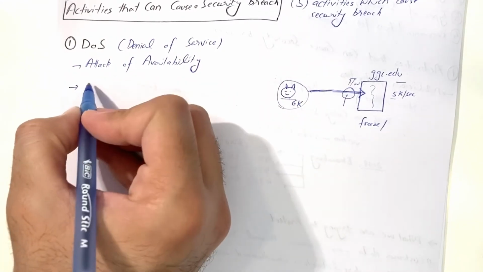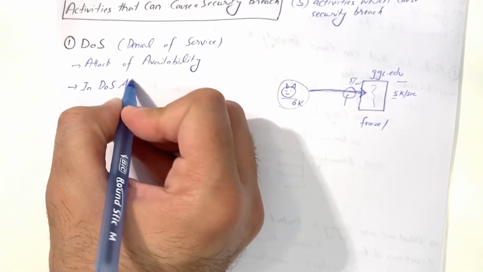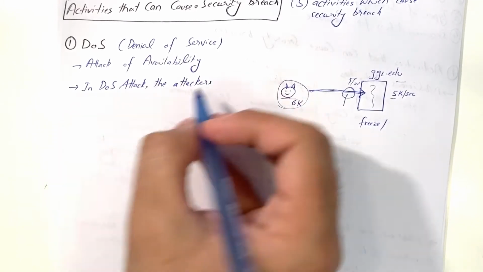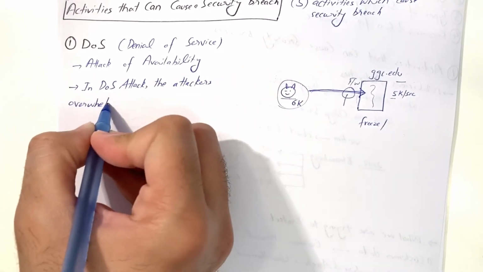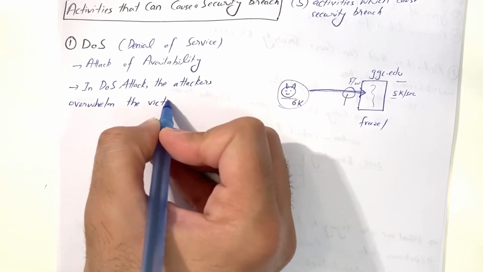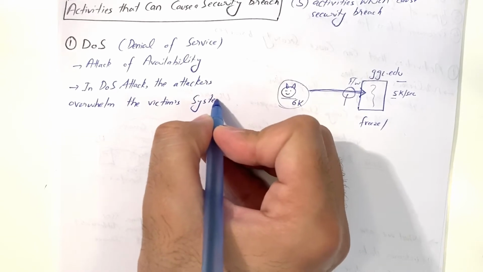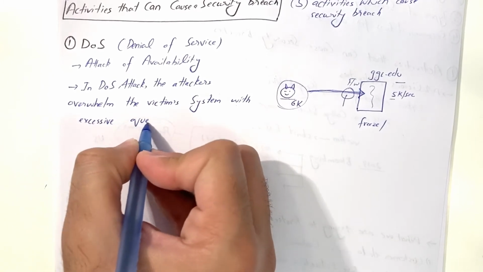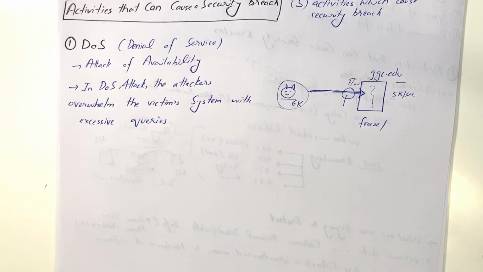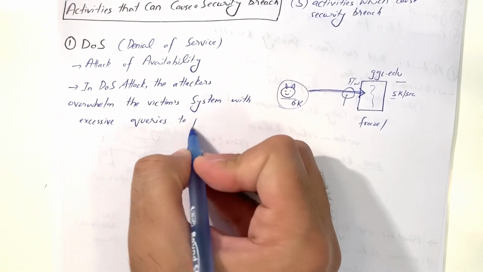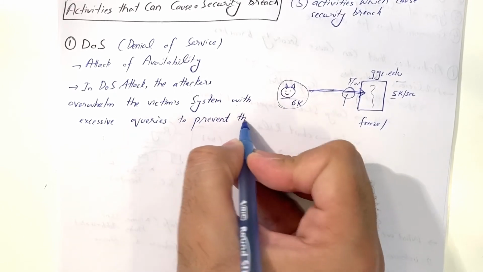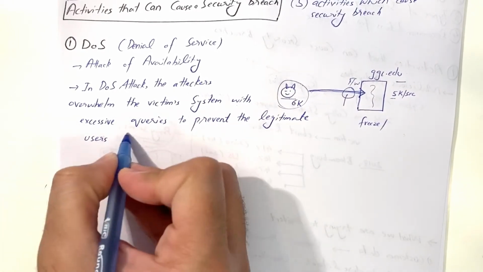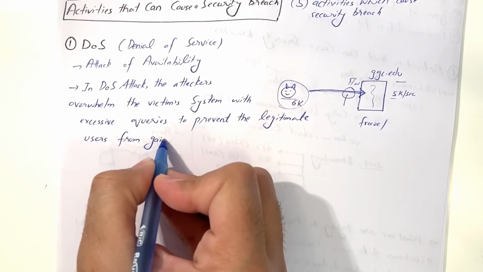And the definition of a DDoS attack is: in a DDoS attack, the attackers overwhelm the victim's system with unnecessary, excessive queries to prevent legitimate users from gaining access.